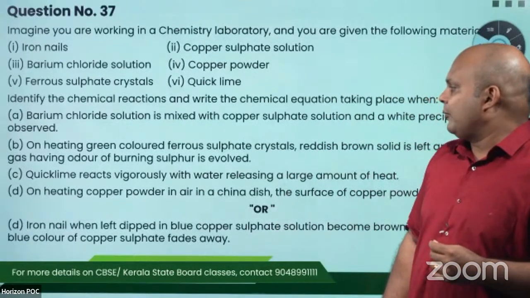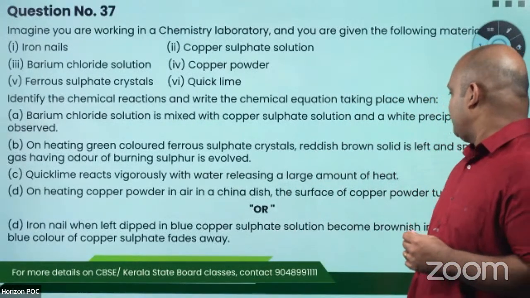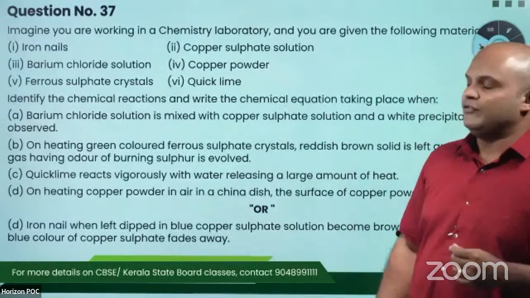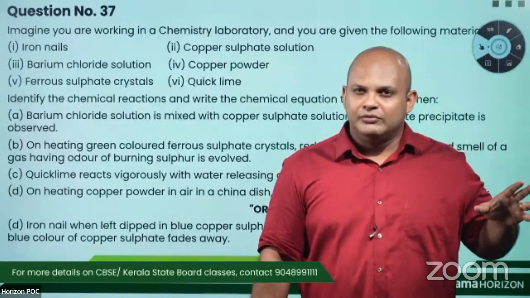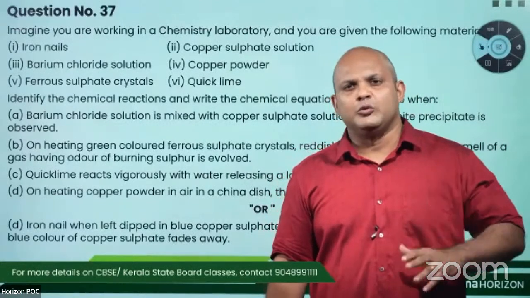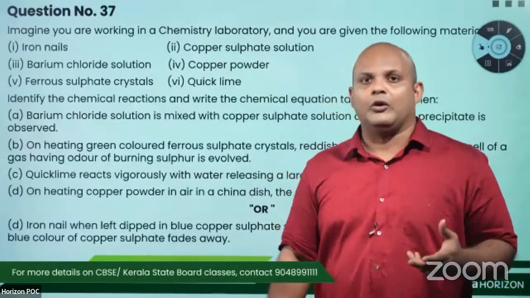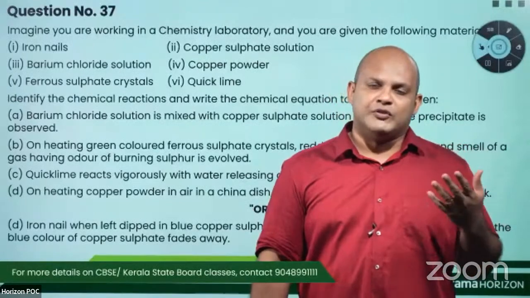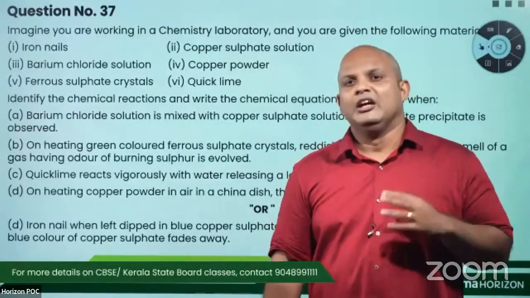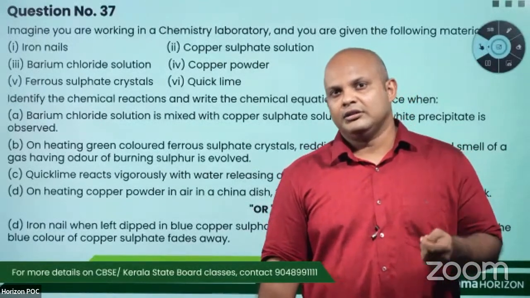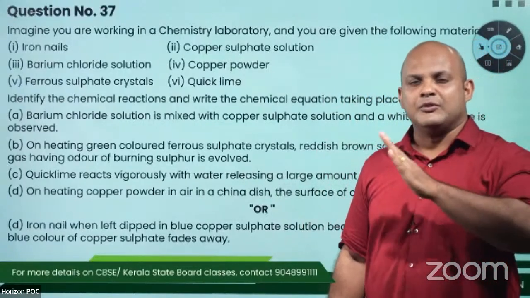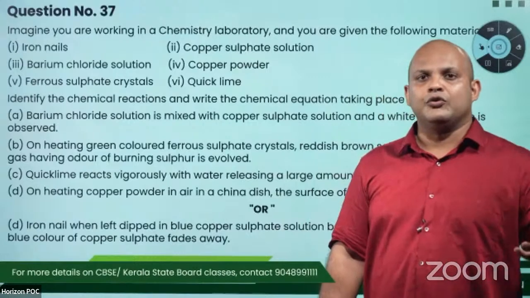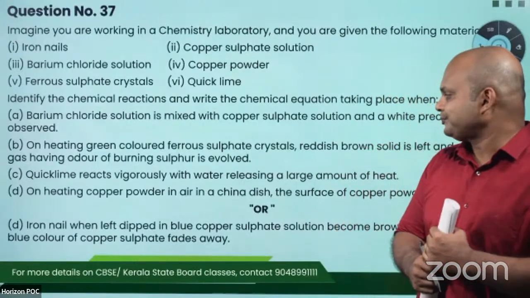Next, on heating copper powder in the air in a china dish, the surface of copper powder turns black. So if you are vigorously heating copper, copper is fairly unreactive at normal temperatures. If you heat it to a high temperature in powdered form, it will start reacting with atmospheric oxygen to produce copper oxide, which has a dark black color. So this is an oxidation reaction. Copper is reacting with atmospheric oxygen in order to produce copper oxide, which is black in color.